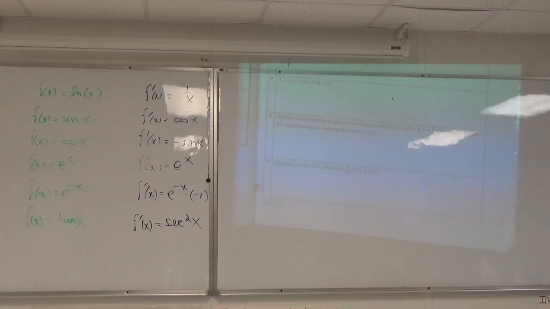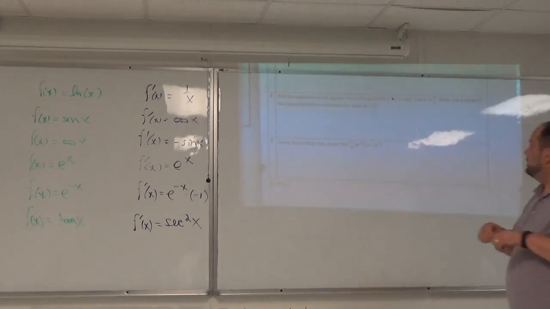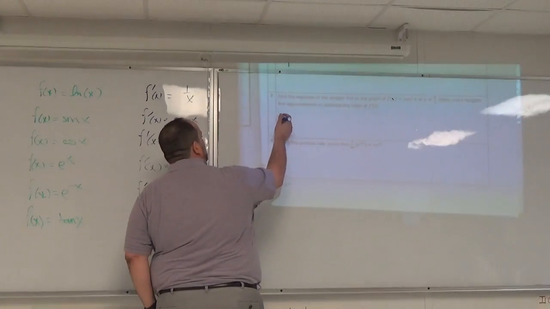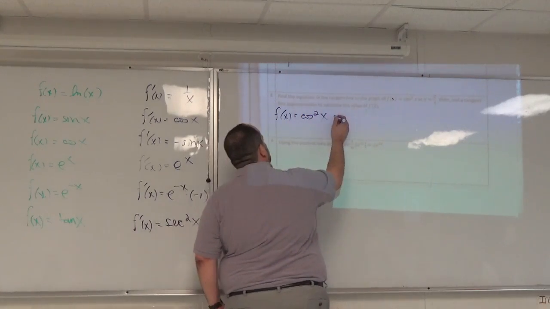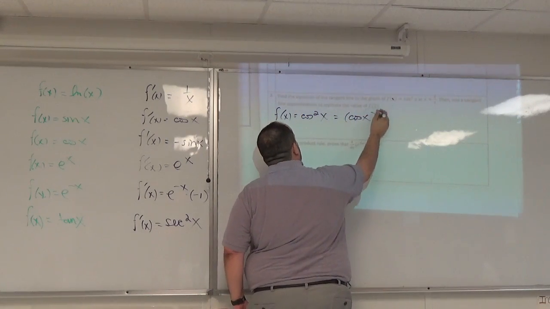It should be cosine squared of x, cosine of x times cosine of x. All right, f of x is cosine squared. I'd think that's rewrite that.